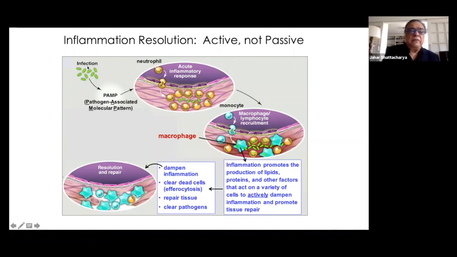So what infection does is it generates an early inflammatory response in which cells, mostly neutrophils, enter the alveolar spaces from the blood. But after a while, the monocytes start coming in. Monocytes get into the alveolar space and convert to macrophages. So this is a macrophage here. Now, these macrophages are able to generate a whole bunch of stuff like lipids, proteins, and other factors that act on a variety of cells to actively dampen inflammation.